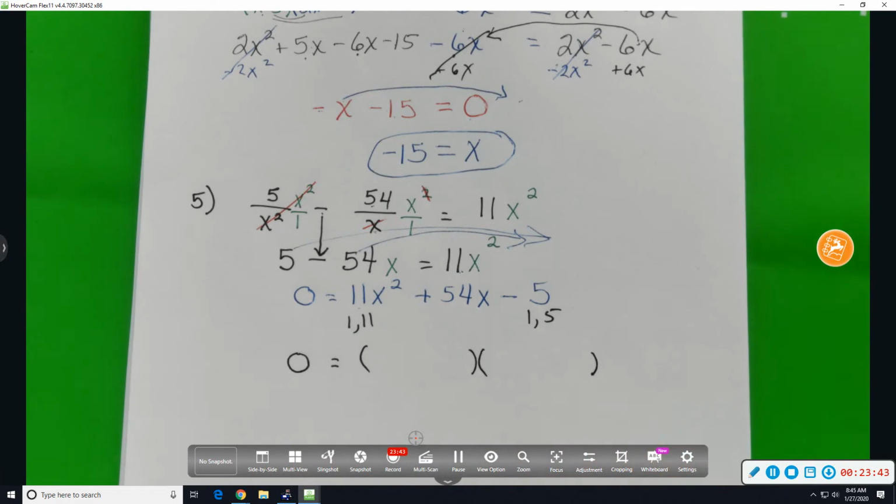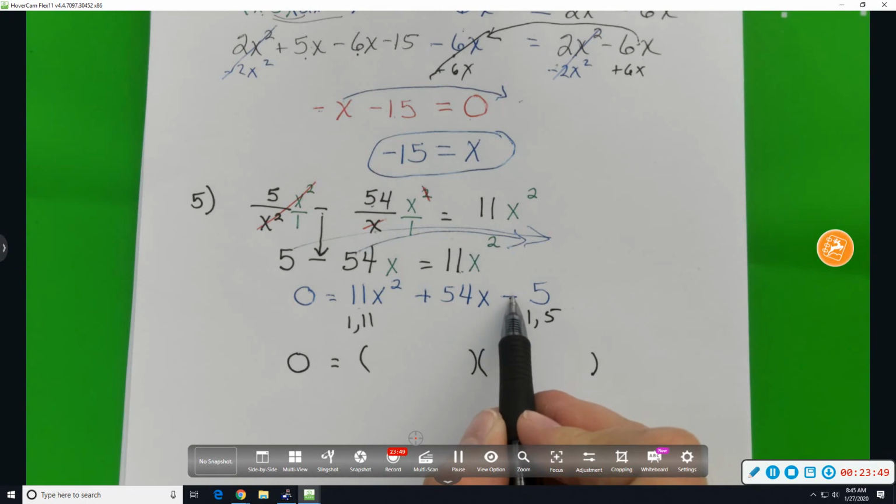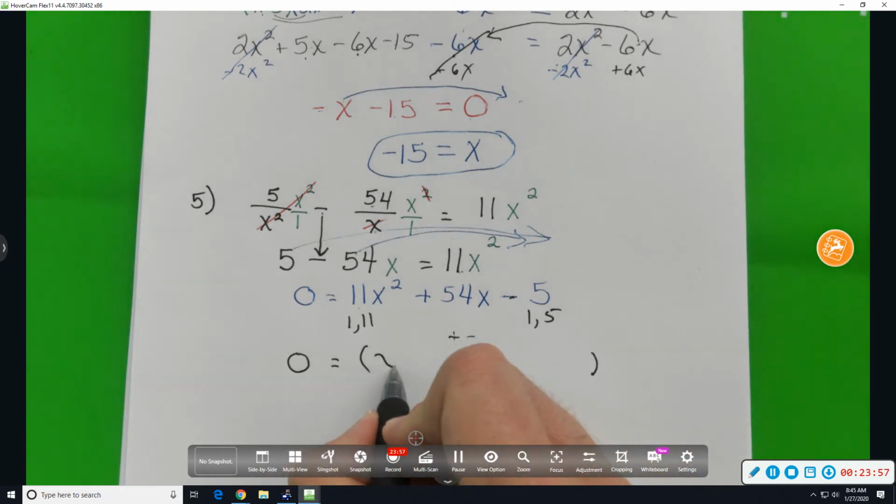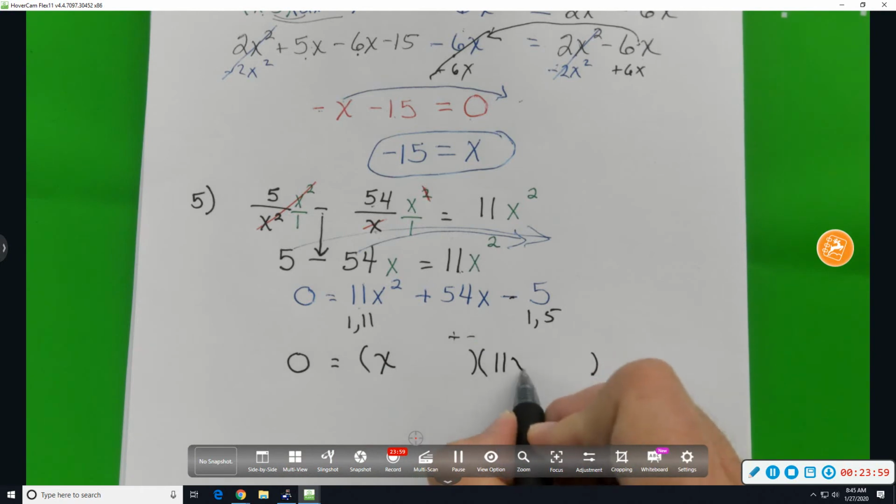So this thing's going to factor. Let's see, how am I going to make this thing work out? Second sign is minus. So 1 plus and 1 minus. I'll wait to fill that in. I'll try x times 11x.